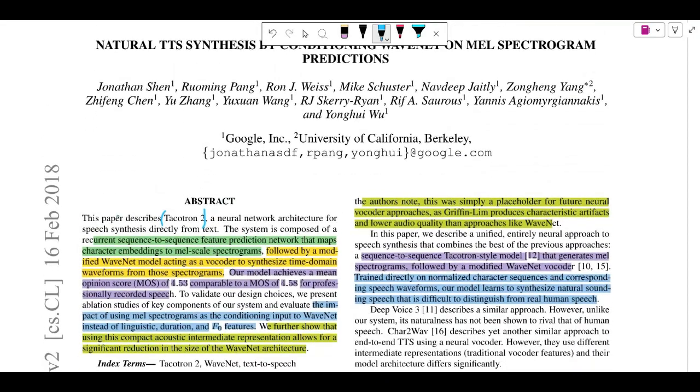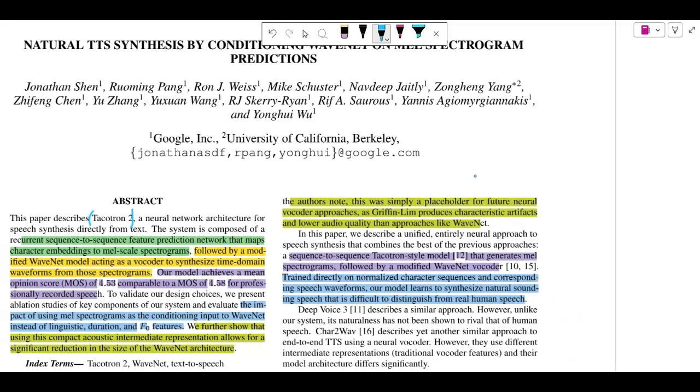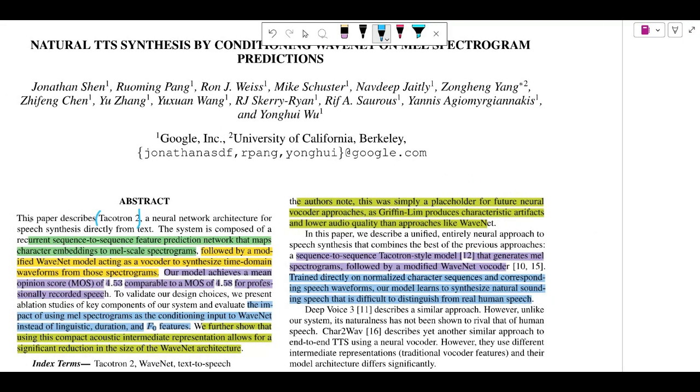So the problem is about text-to-speech synthesis. Given a text, you want to predict some speech. So say given the text of this paper describing Tacotron2, you want to basically replicate my voice or anyone else's voice saying this same sentence, right?